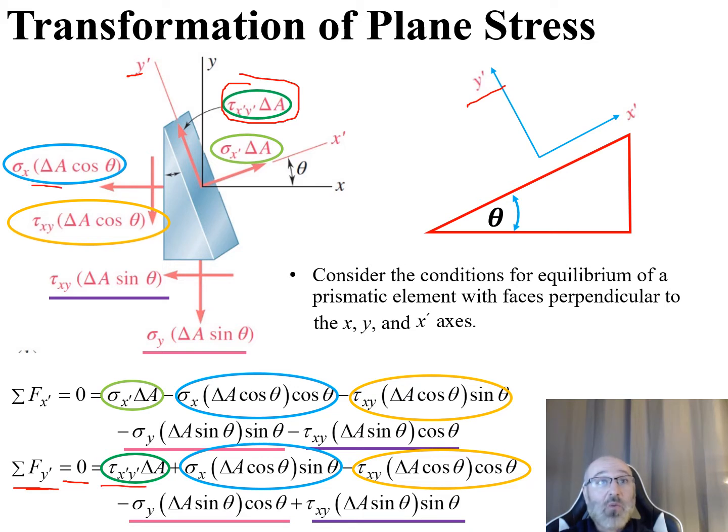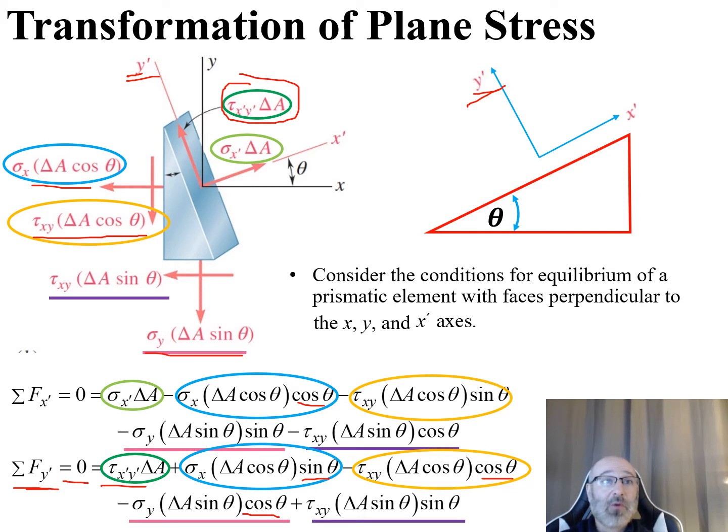Now we do have a y prime component in our light blue circle right here, our sigma x times delta a cosine of theta. Now, rather than being times the cosine of theta to get it in our x prime, it's times the sine of theta to get it in our y prime. Then we go down to our next one, our tau xy times delta a cosine of theta. Again, we now multiply this by a cosine of theta to get that in terms of its y prime direction. Then we go down to our pink underline, our sigma y times our delta a sine of theta. Multiply that by the cosine of theta to get that in our y prime direction.